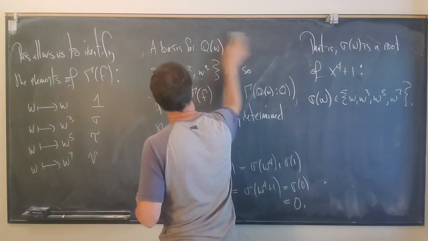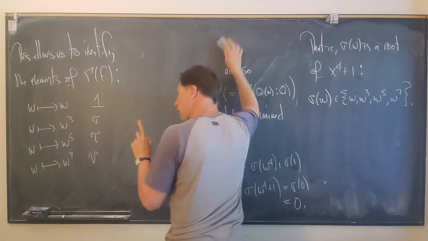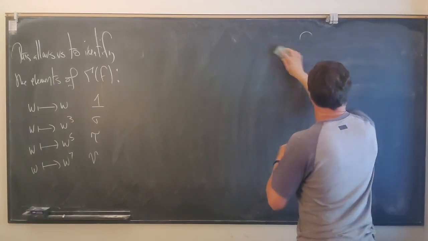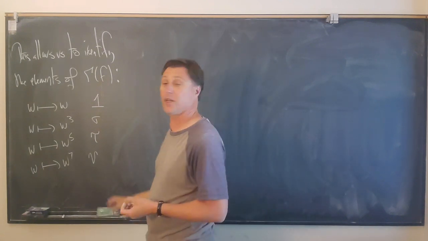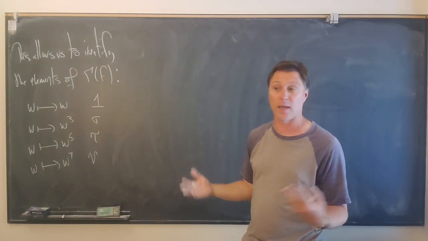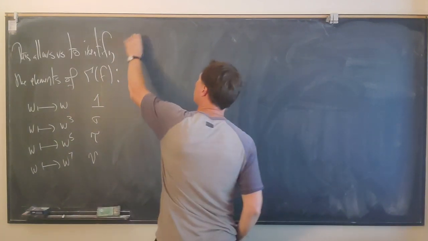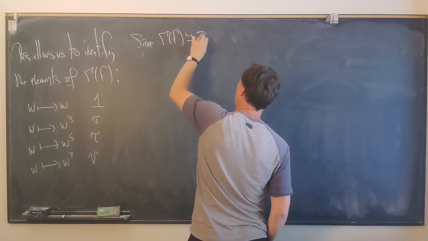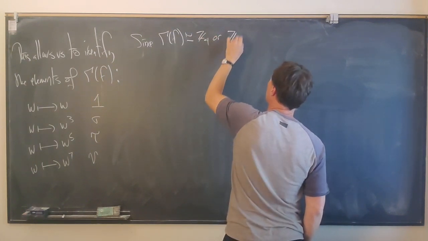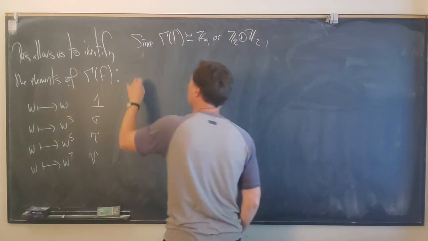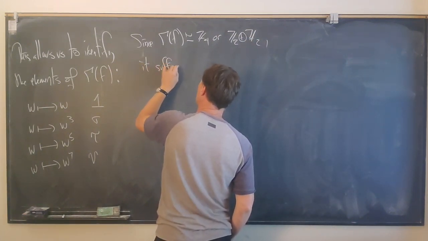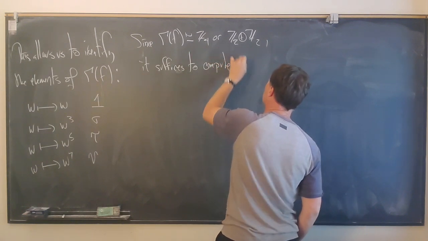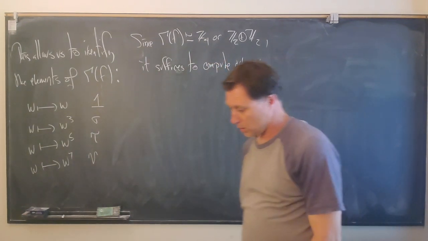Now, remember, we've got a group of order 4, which means it's isomorphic to either Z4 or Z2 plus Z2. So to figure out exactly which group we're working with, all we need to do is figure out who the orders are. If we have an element of order 4, then it's cyclic. If we don't, then it's not. So since the Galois group of f is isomorphic to Z4 or Z2 plus Z2, it suffices to compute orders.